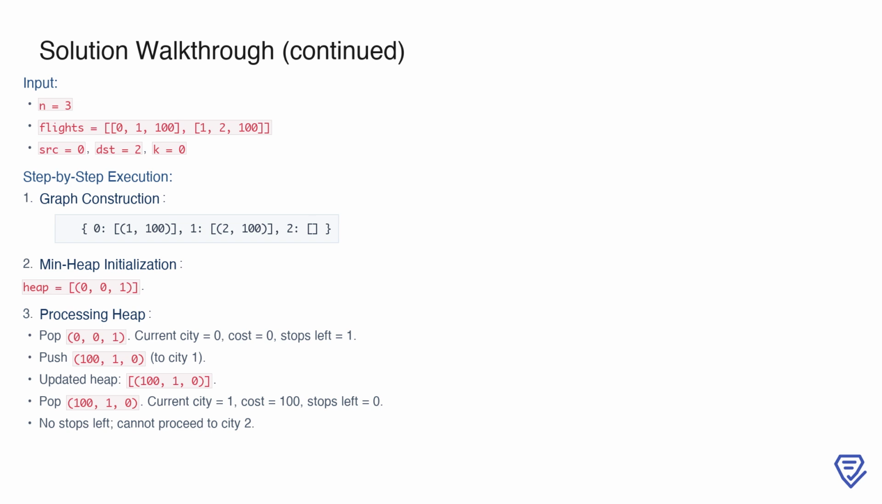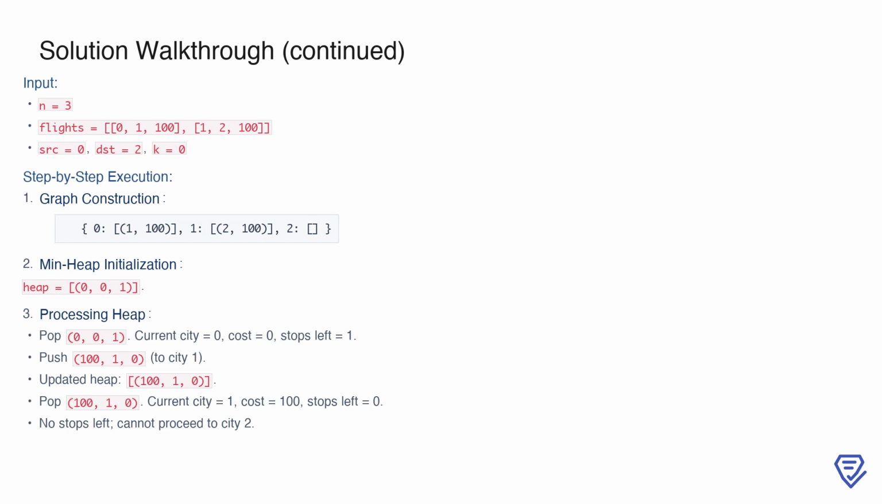Next, we process the heap. We pop (0, 0, 1), which means we're at city 0 with a cost of 0 and 1 stop remaining. From city 0, there's a flight to city 1 for a cost of 100, so we push (100, 1, 0) onto the heap. The heap now contains (100, 1, 0). Then, we pop (100, 1, 0), meaning we've reached city 1 with a cost of 100 but no stops remaining.